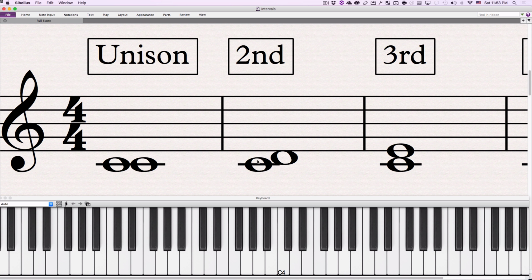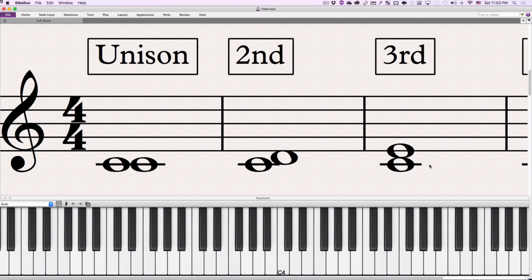Here's a second, and a second is the distance between two letter names. So here we have C to D. I'm not concerning myself with accidentals, because really the size of an interval is only about how many letter names did I span, not about the particular accidentals or half-step sizes.